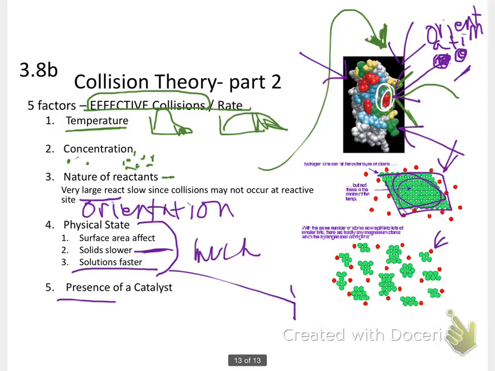And then, of course, the last thing is the presence of a catalyst. What that catalyst does is allow you to get over that activation energy barrier. It helps you reach that. Sometimes it does it by giving you an activated complex that's easier to achieve. Okay, so that's going to do it for Part B.